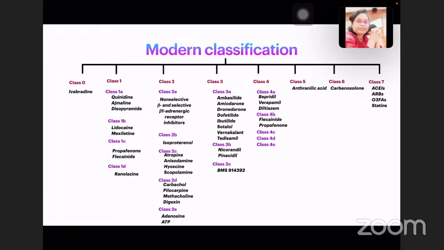Most of the class 3 drugs are also tablets only, and injectables also available. And Nicorandil is an injectable, and verapamil has some tablets and injectables also. And ACE inhibitors, ARBs, and all the class 7 are tablets only.